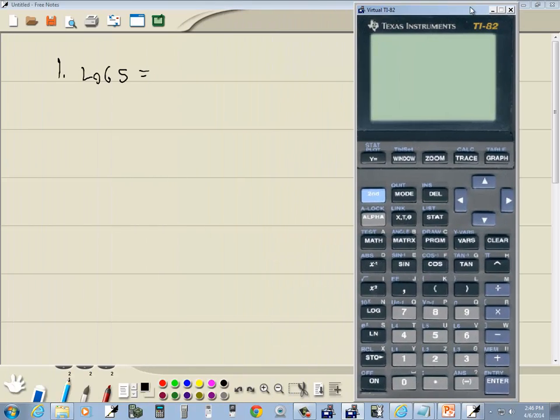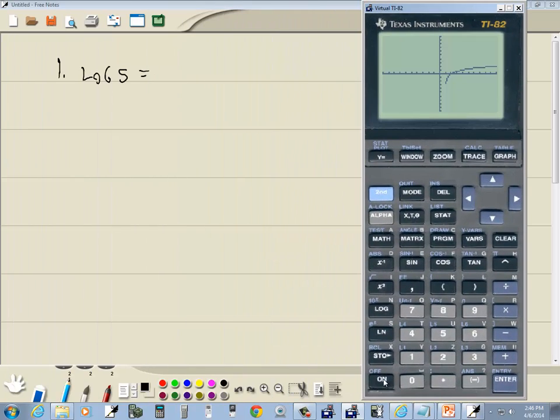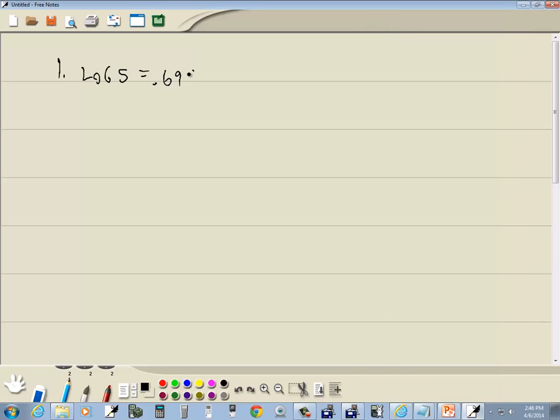So on our calculator, to do log 5, I want to be out of graph mode, so I'll do second mode if I'm in it. Press clear. You don't have to do clear, but I'll clear that out. Now just do log and then 5 and press enter. And that gives us 0.6990, if I round to 4 decimal places, 0.6990.